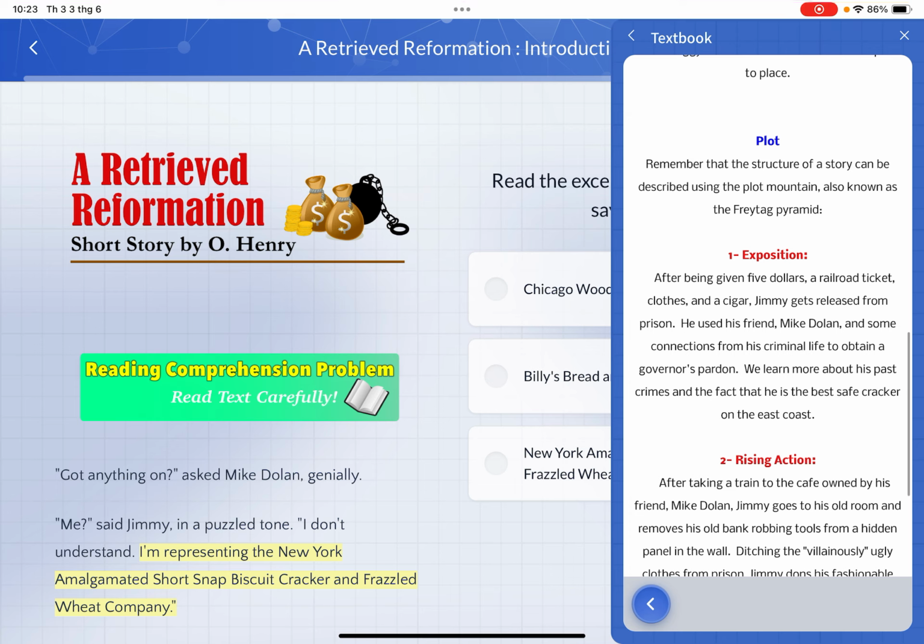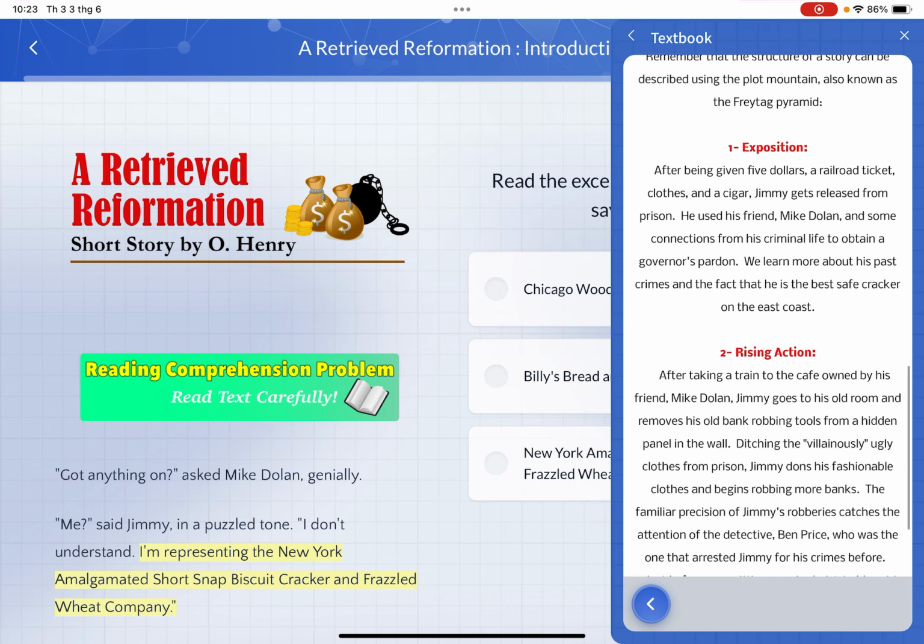Now after being given $5, a railroad ticket, clothes and a cigarette, Jimmy gets released from prison. Now he used his friend Mike Dolan and some connections from his criminal life to obtain a governor's pardon. Now we learn more about his past crime and the fact that he's the best safe cracker on the East Coast.